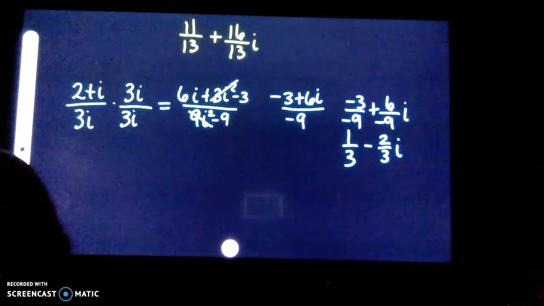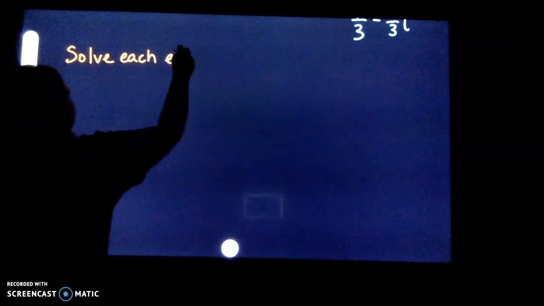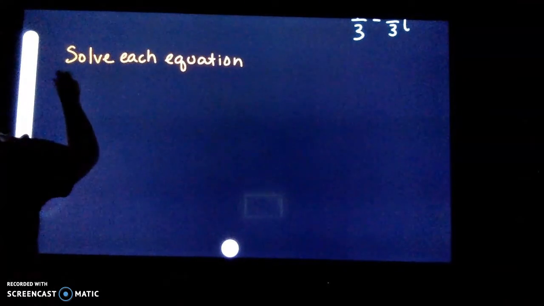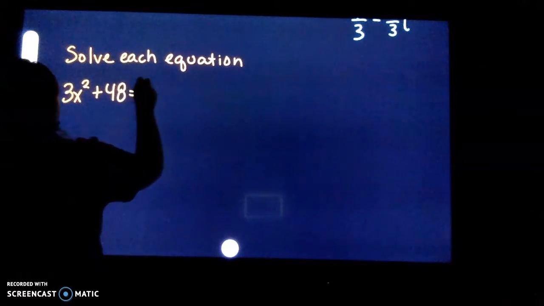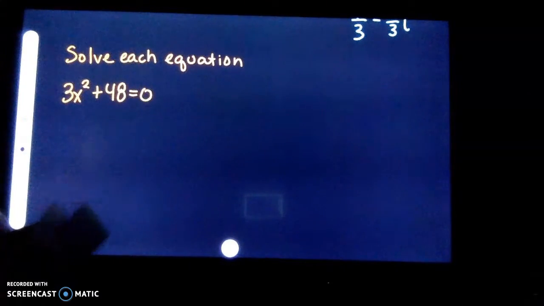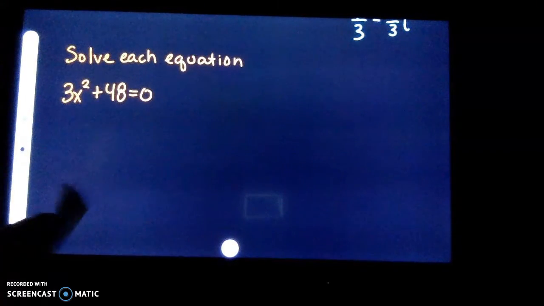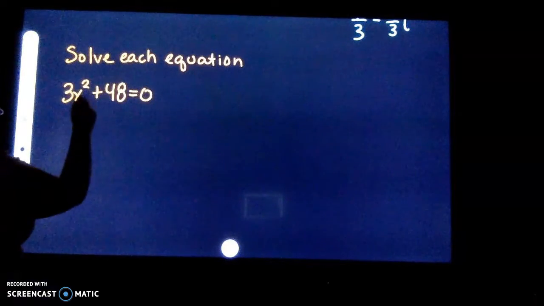So what I want to do now is take all of this imaginary stuff that we've learned and use it to solve some equations. The first one I'd like to solve is 3x squared plus 48 equals 0. We've done a little bit of this already in the examples, but it never hurts to do a little bit more. To solve it, I'd like to isolate the x term, so I need to subtract the 48 across.